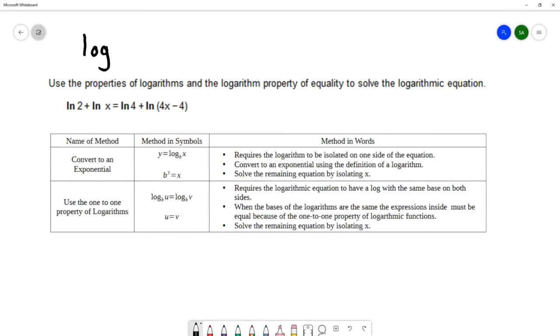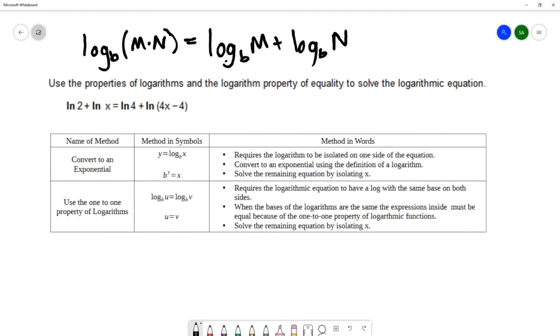If you have log base b of m times n, you're able to expand that to become log base b of m plus log base b of n. So if you have a product inside of the log, you're able to write that as the sum of two logs. Now we're actually going to use that property in reverse to condense. We have the sum of two logs with the same base, and we're going to be able to condense it to a single log by multiplying those two expressions together.